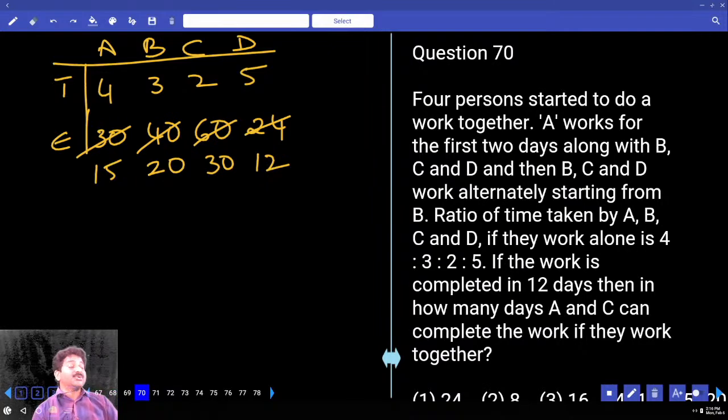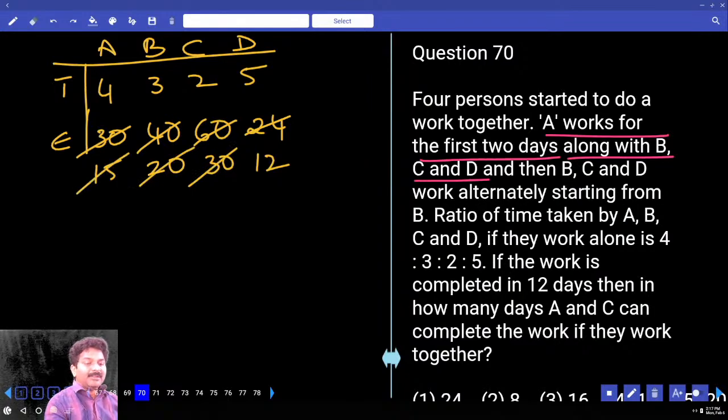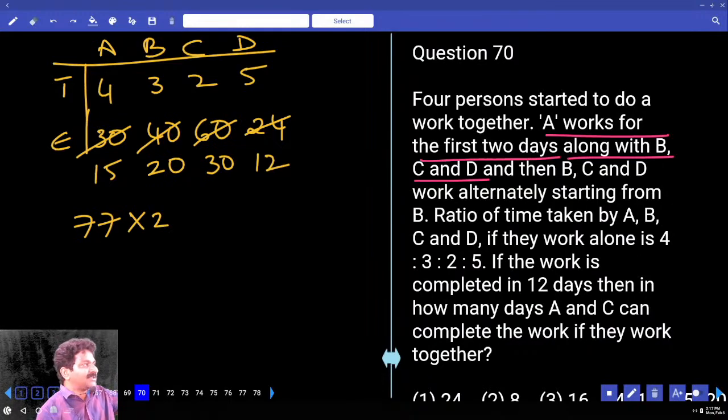Now the condition starts. Who started the work? A. A works for the first 2 days along with B, C, D. That means all 4 members started. They worked for 2 days. All of them working together: 15, 20, 30, 12. 12 plus 15 is 27, 50, 27, 77. All together they will do 77 units of work. How many days did they work? 2 days. So for the first 2 days, work done by them is equal to 77 into 2.